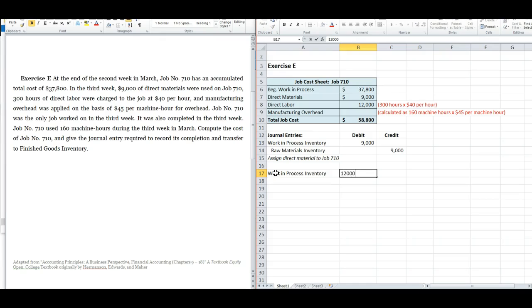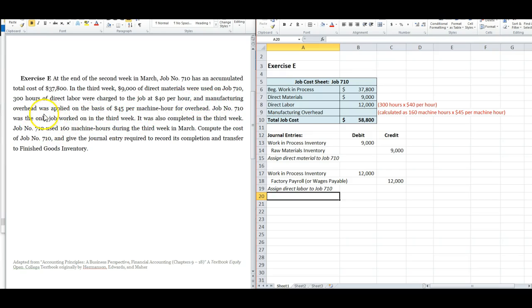All of these costs will go directly into work in process. So we have work in process for direct labor, which is going to be for $12,000. And as our credit, you can use either factory payroll or wages payable. Either one is fine, and that will be our credit. We're going to assign direct labor to our job.